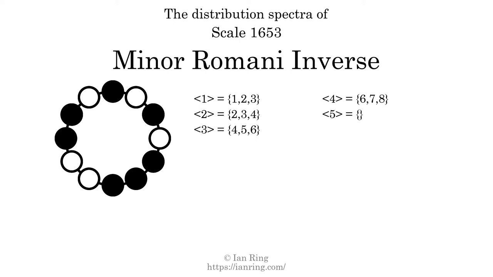The generic interval of 5 scale steps comes in 3 different specific interval sizes. 8 semitones, 9 semitones, and 10 semitones. The spectrum width of this generic interval is 2. And finally, the generic interval of 6 scale steps comes in 3 different specific interval sizes. 9 semitones, 10 semitones, and 11 semitones.